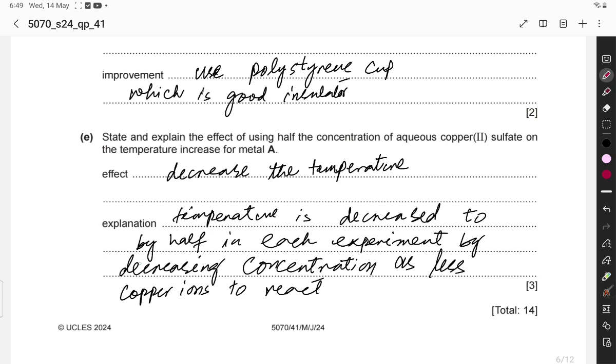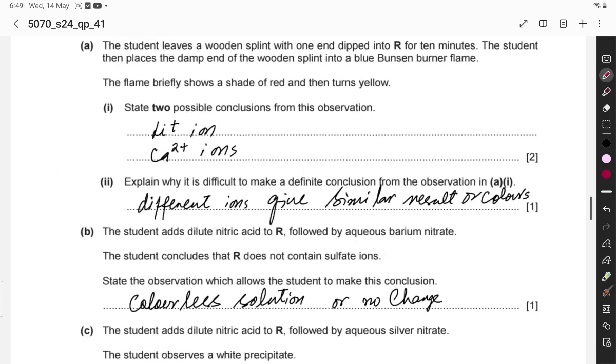Explanation: the temperature is decreased by half in each experiment by decreasing the concentration, as there are fewer copper ions to react.